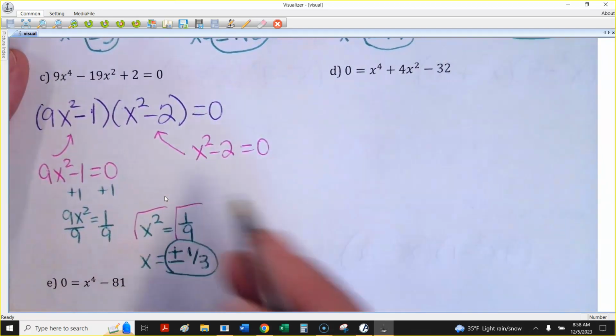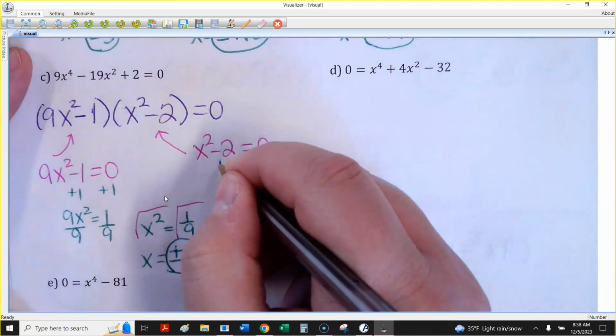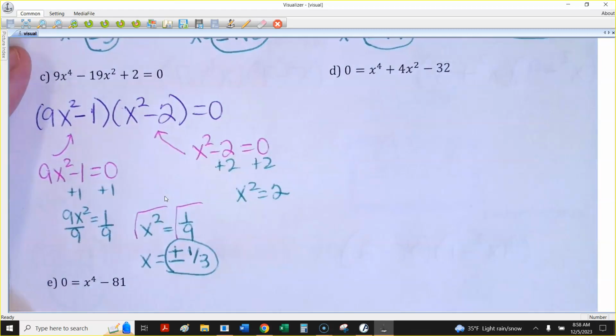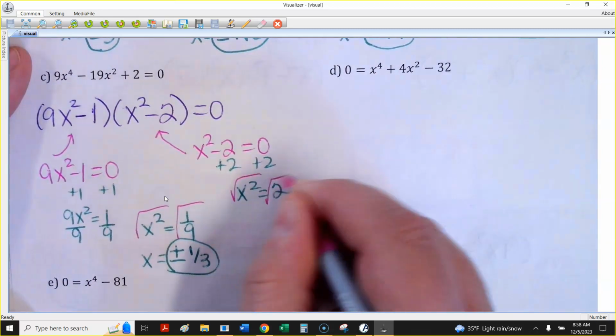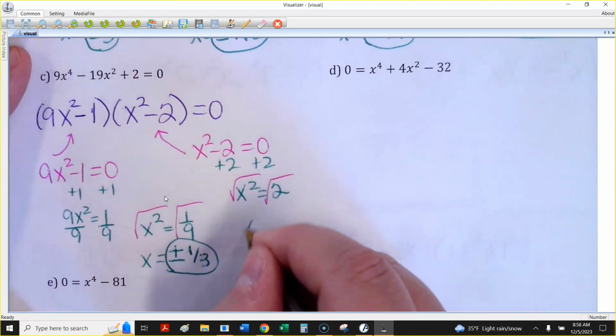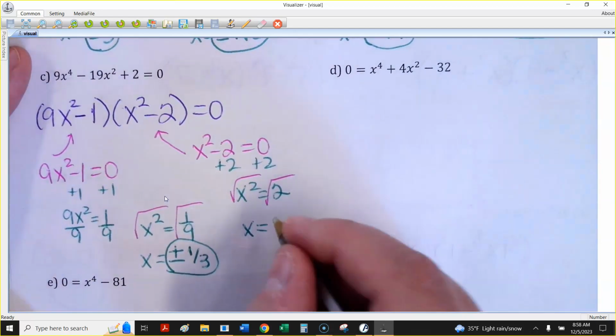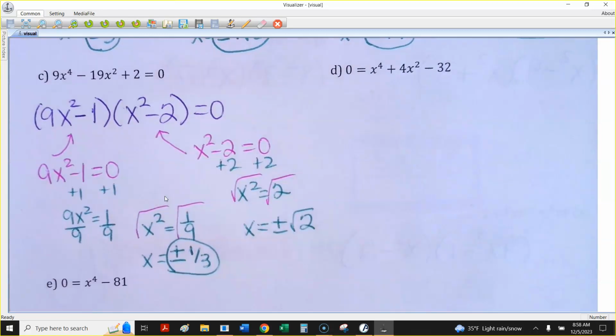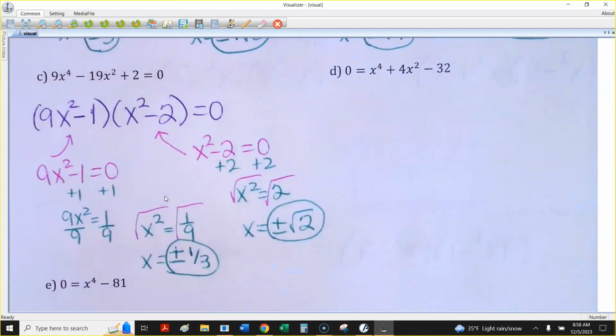The other one, just super quick, I'm going to add 2. So we would have x squared equals 2, square root, and so x equals, I automatically get 2 answers out of this because we get the plus and minus, and it would just be the square root of 2. There's no i involved in that because I never ended up with a negative there.